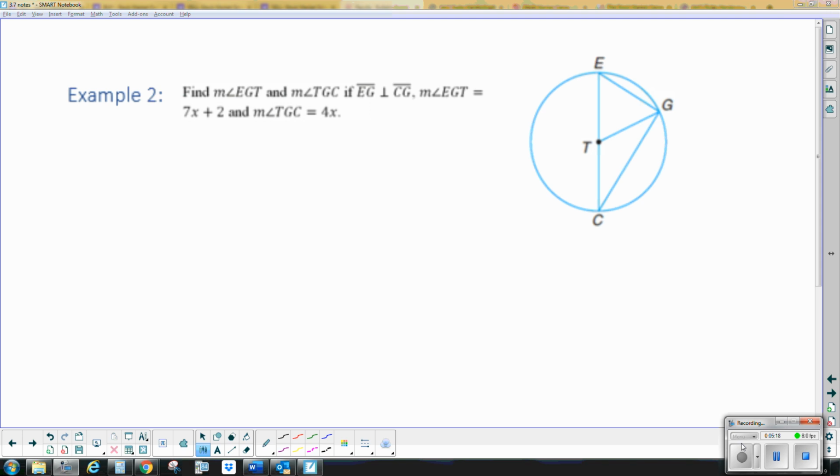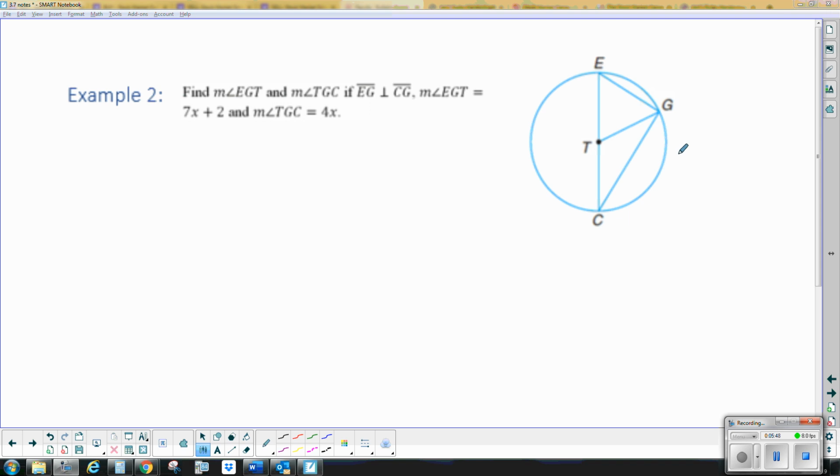Let's look at this next example. In this example, we're using a circle, and we're looking at an angle within the circle. EG would be a chord, TG would be a radius, CG would be a chord, ET would be a radius, and EC would be a diameter.